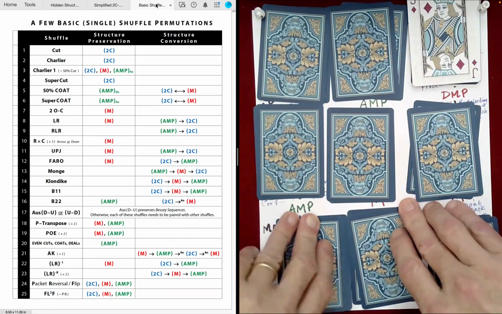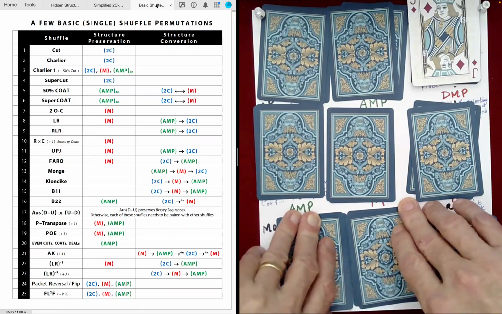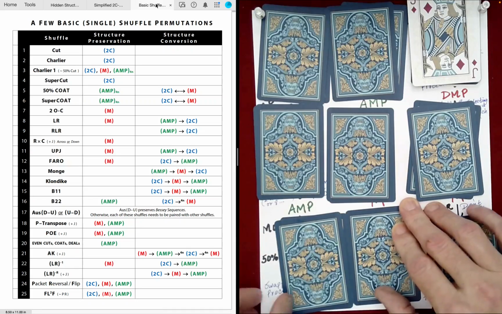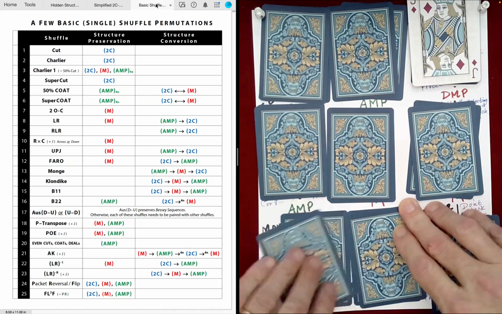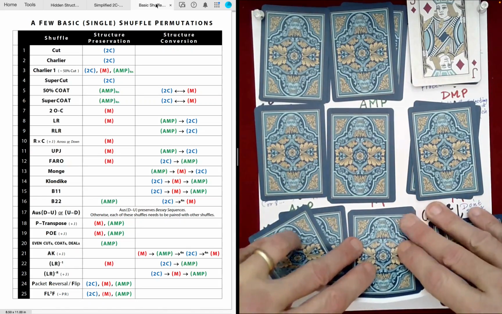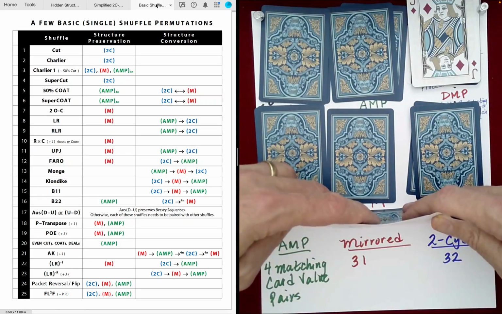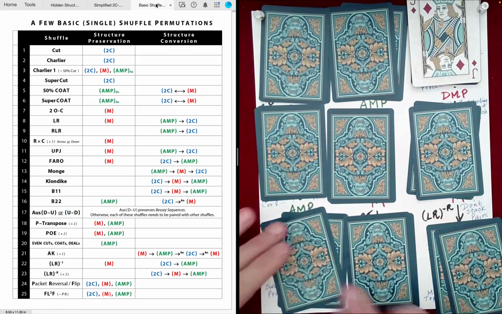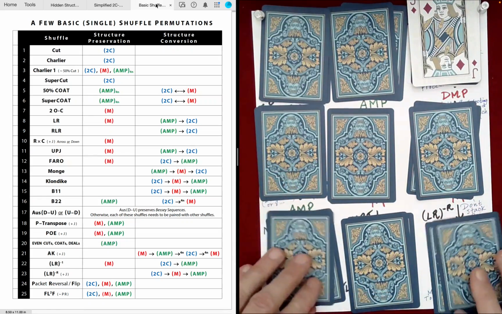Well, I don't know if I can without having the cards slide everywhere. Hopefully you remember that. Do you remember that? See, 31? Yeah, there it is. Okay, so 31. Well, what is the 31?